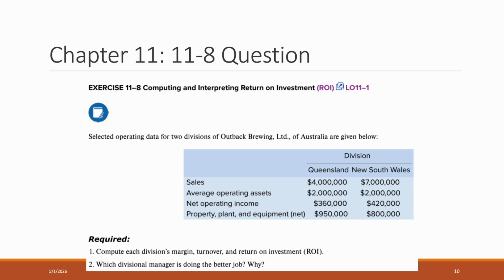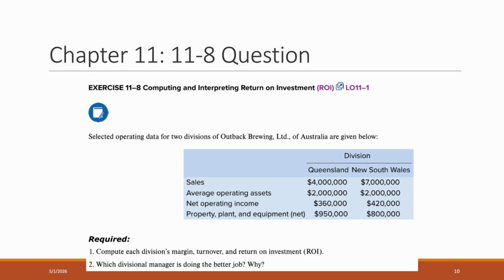The selected operating data for the two divisions of Outback Brewing of Australia are given below. So we have two divisions of this company, Queensland and New South Wales. Given to us are the sales, the average operating assets, the net operating income, and the property, plant, and equipment net. And we can see those for the two divisions. Now, what are we required to do? We're required to compute each division's margin, turnover, and return on investment, and then answer the question, which divisional manager is doing the better job and why? So hopefully you wrote down those formulas in the last question, as we'll directly be using them in this question.